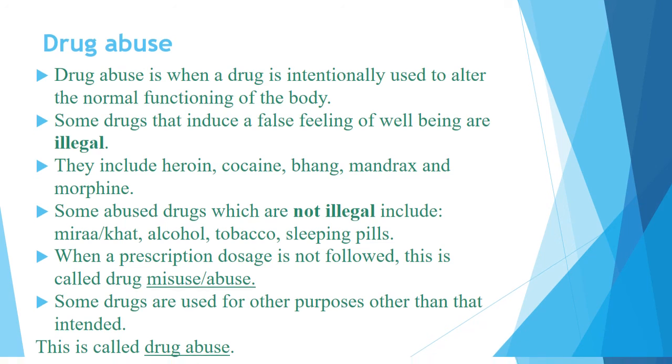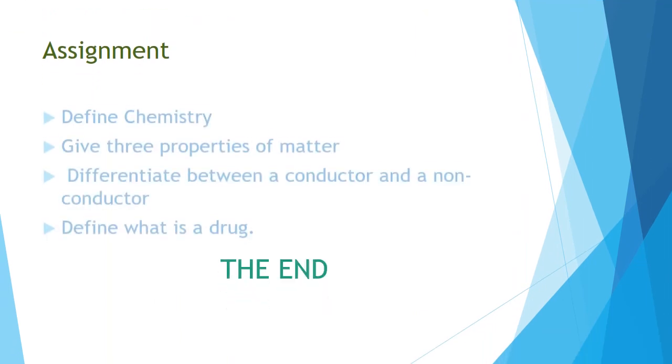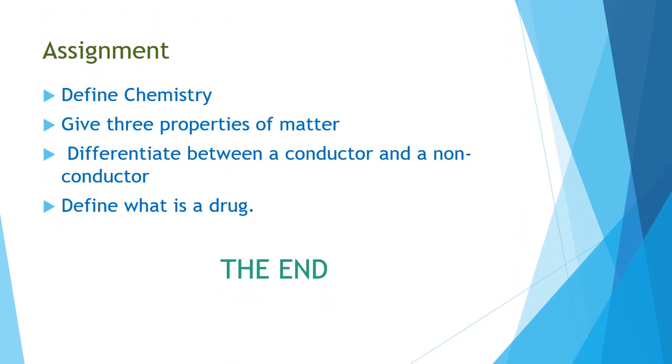So today I'm going to give you an assignment that will cater for everything that we've learned today. I want you to go and read ahead and define what is chemistry and give 3 properties of matter, differentiate between a conductor and a non-conductor. Define what is a drug and what is drug abuse.